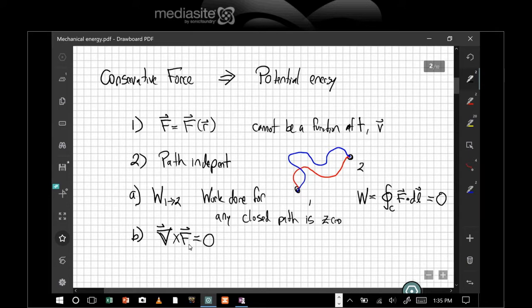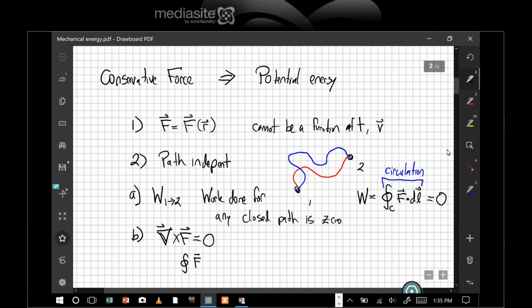Now this curl and this integral are related to each other by what's called Stokes' Theorem. Say I have a vector field F. This integral I said is a path integral about a closed path, but really it has a better name. This is called the circulation. And this is called the curl.